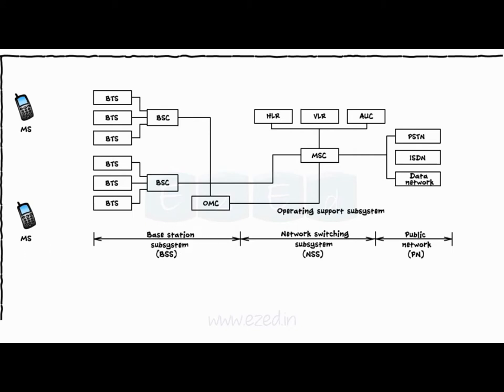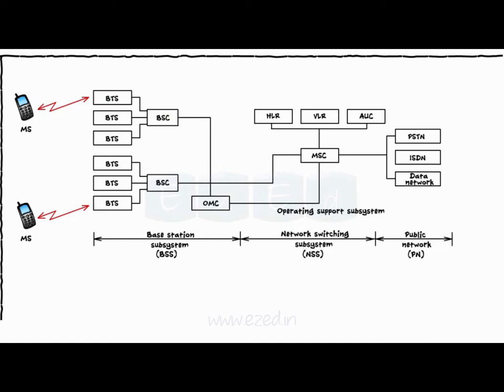Base station subsystem, BSS. BSS gets connected to MS via radio interface. It has two different blocks as BTS, base transceiver station, and BSC, base station controller. Practically, every MS gets connected to BTS of that area. This BTS sends the signal to BSC. Many BTS are connected to one BSC, and at the end of this, BSC is connected to MSC. Hence, BSS system consists of BTS and BSC.